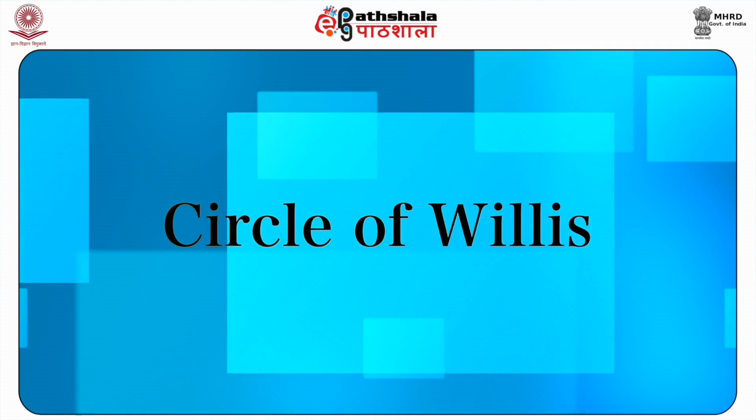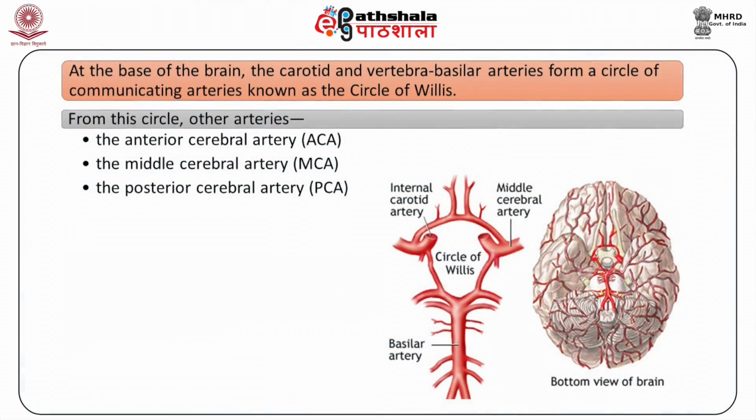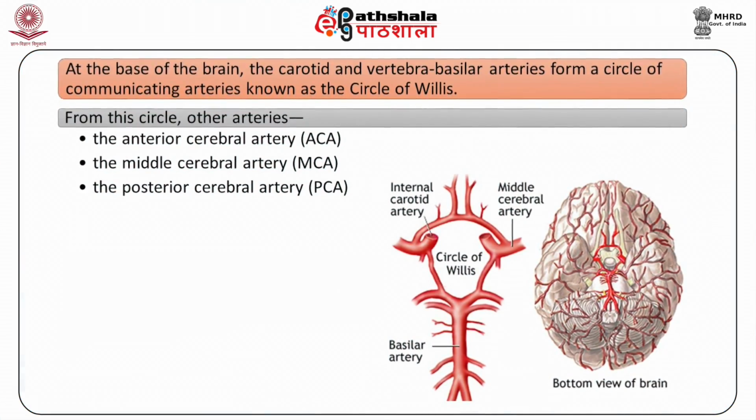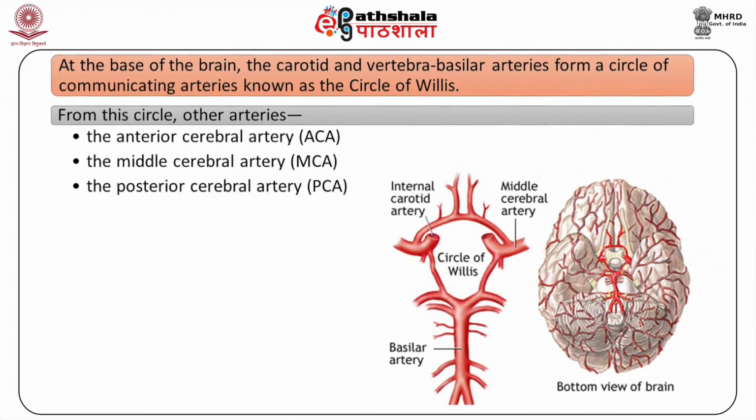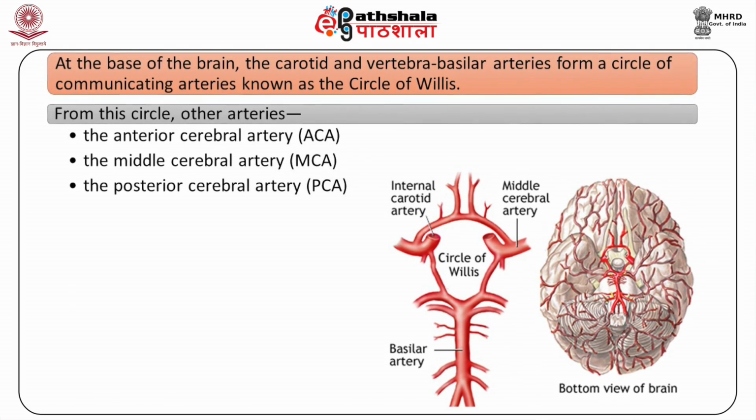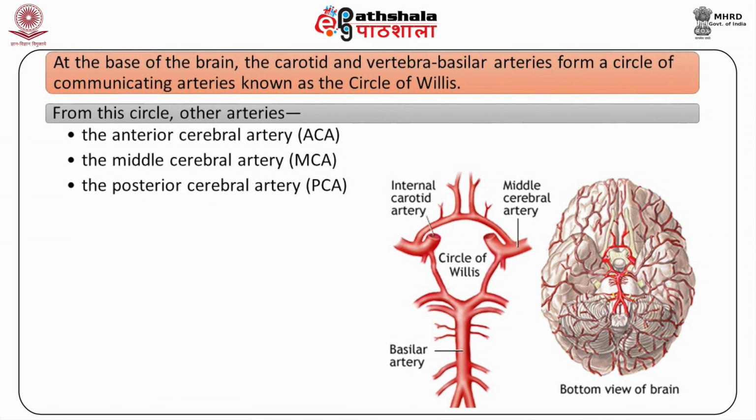Circle of Willis. At the base of the brain, the carotid and vertebrobasilar arteries form a circle of communicating arteries known as the circle of Willis. From this circle, other arteries, the anterior cerebral artery ACA, the middle cerebral artery MCA, and the posterior cerebral artery PCA, arise and travel to all parts of the brain.